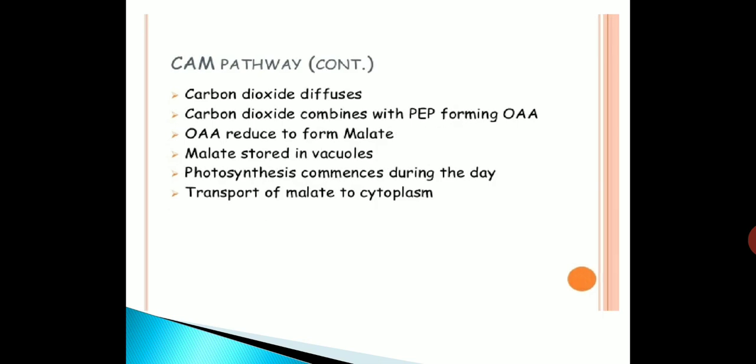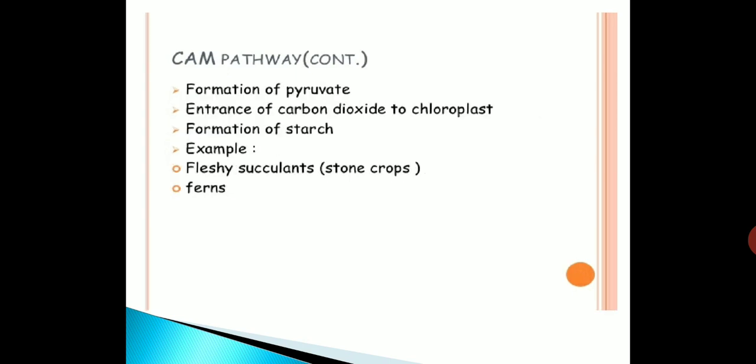Carbon dioxide diffuses in. Carbon dioxide combines with PEP forming OAA. OAA is reduced to form malate. Malate is stored in vacuoles and photosynthesis commences during the day. Transport of malate to cytoplasm. Formation of pyruvate. Entrance of carbon dioxide to chloroplast. Formation of starch. Examples are fleshy succulents, that is stone crops and ferns.